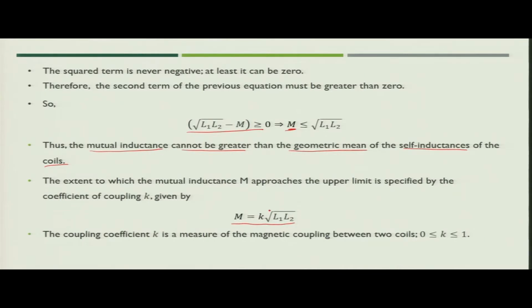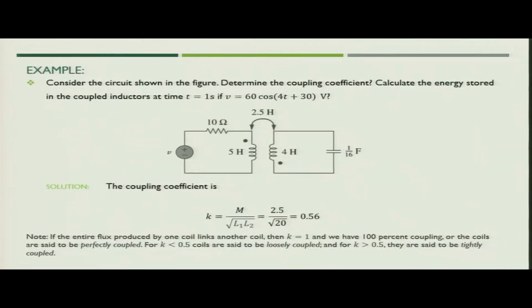This k is called the coefficient of coupling. So, the coefficient of coupling is the measure of magnetic coupling between two coils. The value of k will range between 0 and 1. So, if k is 1, we will say that the circuit is perfectly coupled. If k is less than 0.5, we say that the circuit is loosely coupled, and if k is greater than 0.5, we say it is strongly coupled.